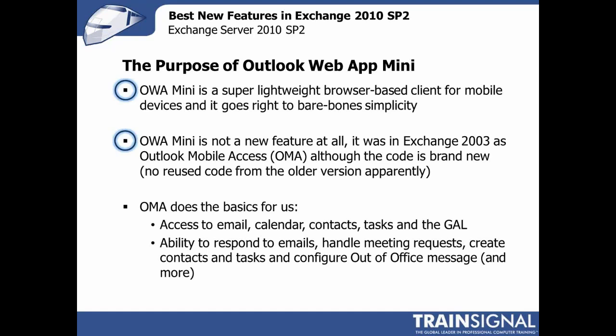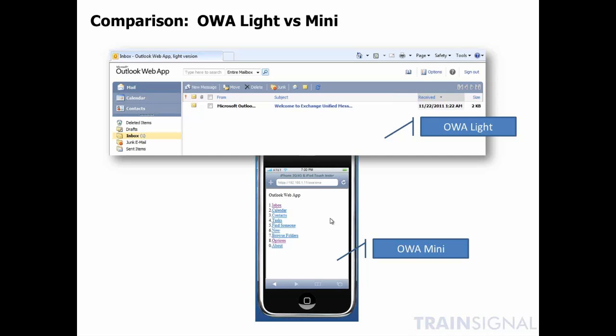That's what they're saying. So it doesn't have any of the same code from Outlook Mobile Access. So essentially OMA does the basics for us. It provides access to email, to calendar, to contacts, to tasks, and to the global address list. And you have the ability to respond to emails, to handle meeting requests, to create contacts and tasks, and to configure out-of-office message. And you can do more than that, of course, but it's really just the bare bones, the basics.